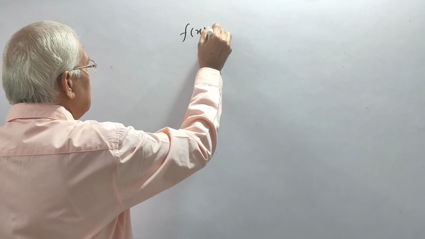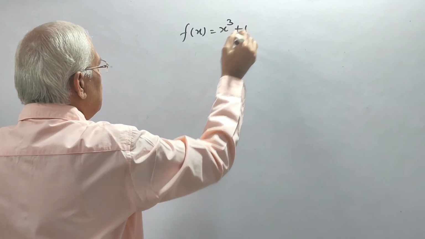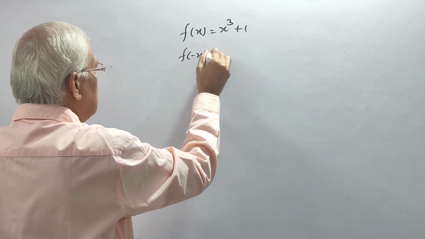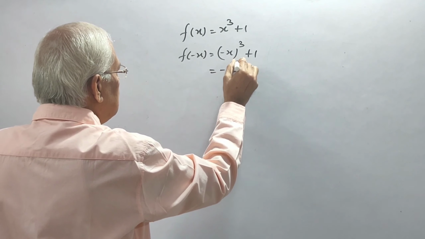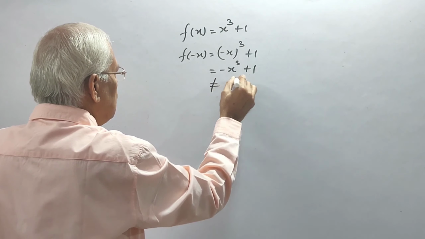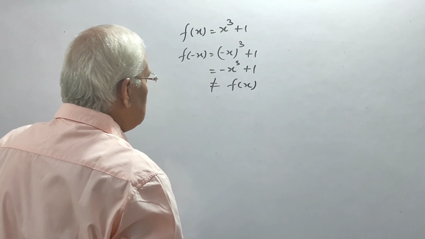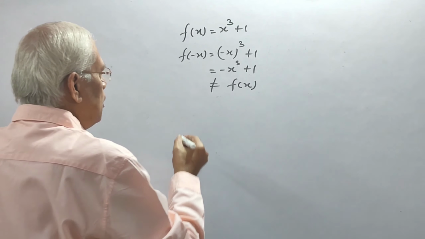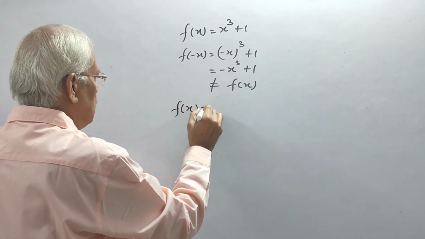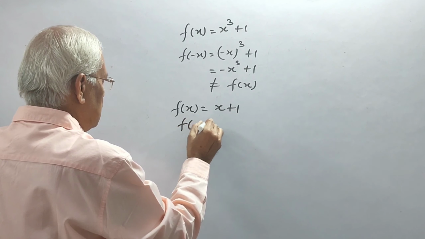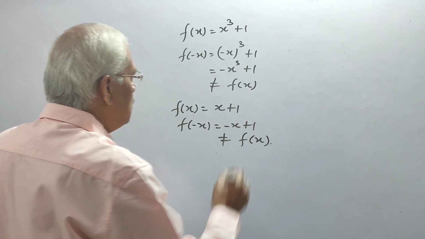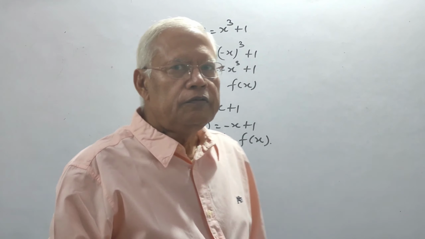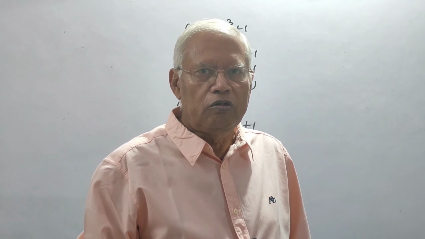f(x) is equal to x cube plus 1. So f(-x) is equal to (-x) whole cube plus 1. So this is -x cube plus 1. So this is not equal to f(x). तो आप कह सकते हैं कि ये फंक्शन ना तो इवन है ना ऑड है. सिमिलरली f(x) इक्वल टू x प्लस 1, f(-x) is equal to -x plus 1. This is again not equal to f(x).